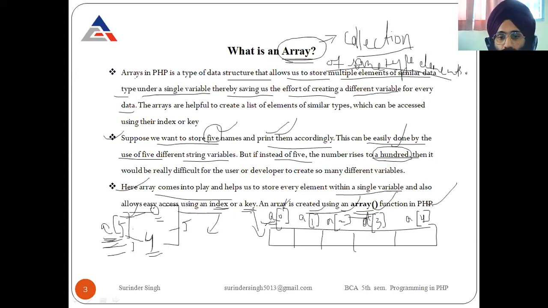As we said, each and every element of an array shares a common array name. Now this is the first index, started from 0. This is the second index, this is the third, fourth, and this is the fifth. Index 0, index 1, index 2, index 3, and index 4.